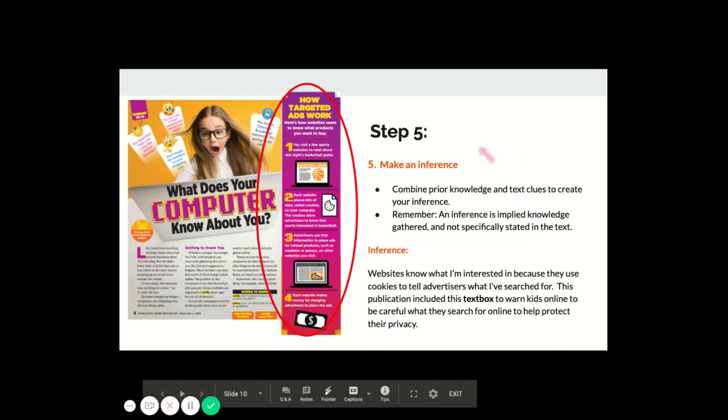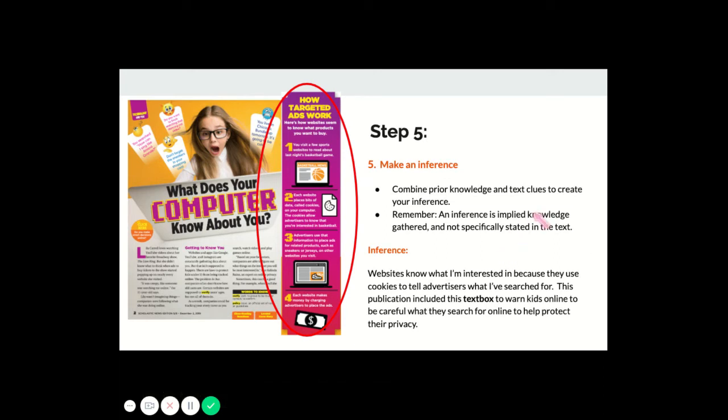So step 5 is to make an inference. I'm going to combine prior knowledge and text clues to create my inference. And I want you to remember this. This is very important. An inference is just implied knowledge gathered, and it's not specifically stated in the text. So this is why it's important that you gather both what you know and clues from the text so that you can combine them into an educated statement. All right, your educated guess.